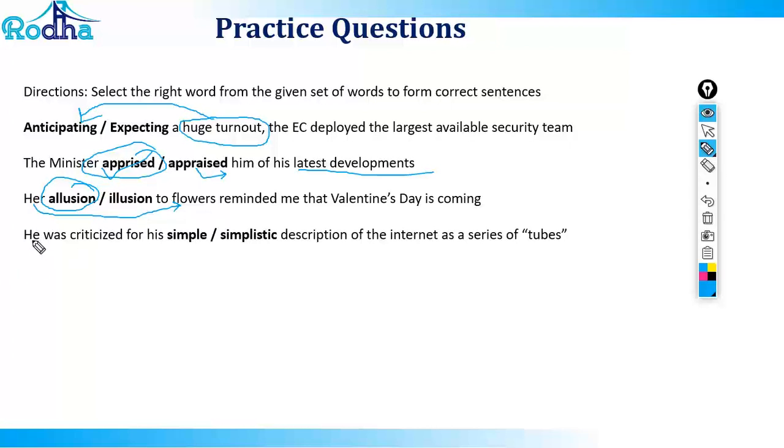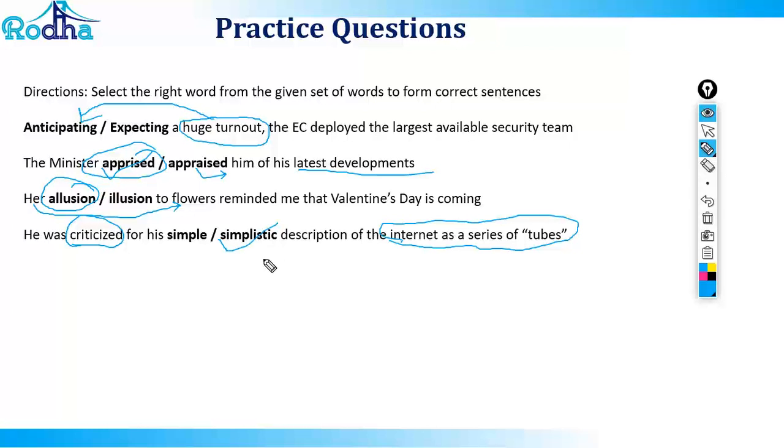If we look at the last option, it says he was criticized for his simple, simplistic description of the internet as a series of tubes. Now, he was obviously criticized. So the word that we're looking at cannot be a positive word. He was criticized for his description of the internet as a series of tubes. Now, if somebody calls the internet a series of tubes, then he is talking about the internet in a very narrow and vague fashion, and the word that we're looking at is simplistic.